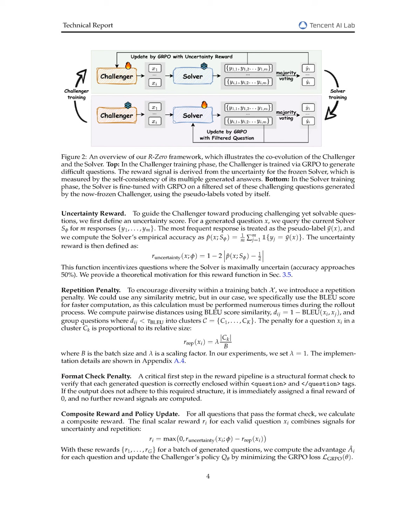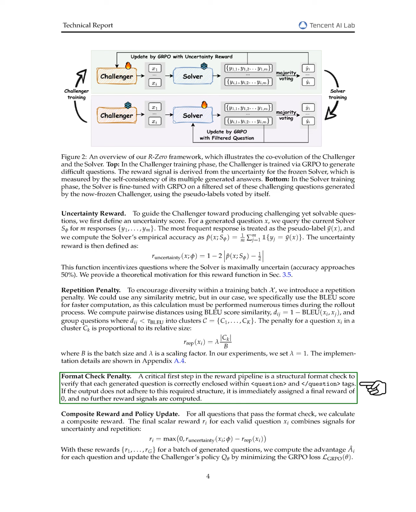Section Summary. In this section, we introduce reinforcement learning with verifiable rewards, RLVR, a method for enhancing models in verifiable domains by using a rule-based verifier to assign binary rewards based on correctness. We present R0, an automated framework where a challenger generates challenging questions for a solver, both evolving through an iterative process that utilizes a composite reward system to optimize question generation and ensure diversity.